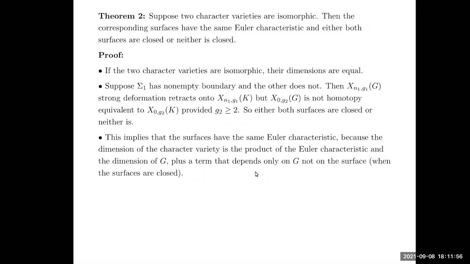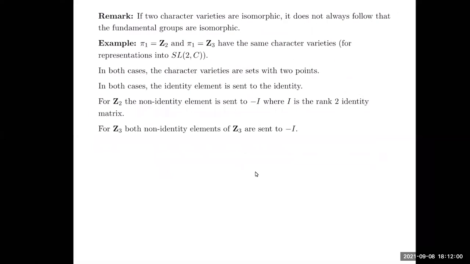So I will pass to introducing the Poisson structures. Notice that if two character varieties are isomorphic, it doesn't always follow that the fundamental groups are isomorphic. So for example, suppose that you had one group Z2 and the other group Z3. These have the same character variety for representations into SL2C. In both cases, the character varieties are sets with 2 points.